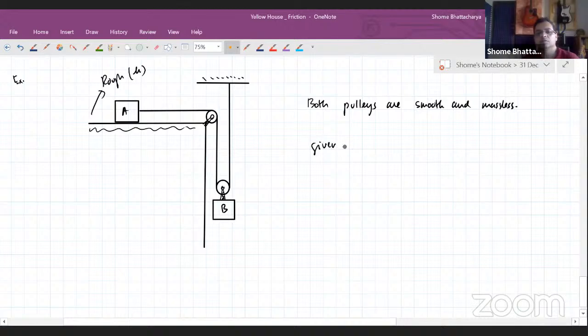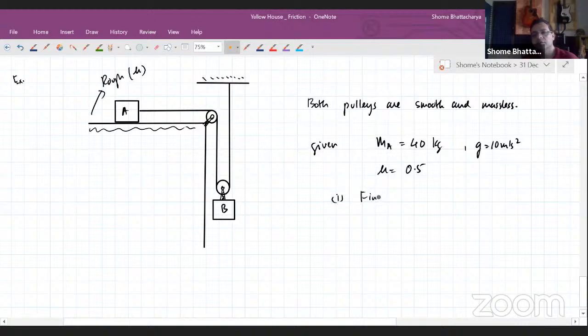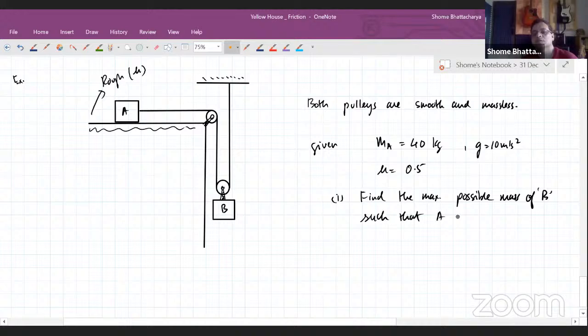Now, given that the mass of block A is 40 kg and the coefficient of friction on that surface is 0.5. So first thing, find the maximum possible mass of B such that A does not slip when the system is released.